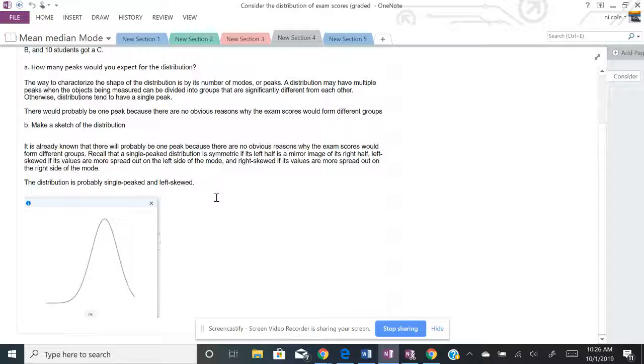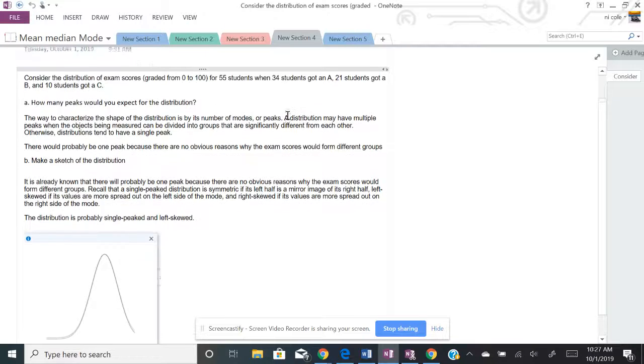if its left half is a mirror image of its right half, left skew if its values are more spread out on the left side of the mode, and right skewed if the values are spread out on the right side of the mode. I know it doesn't make very much sense, but this distribution is probably skewed to the left because we have a lot of A's.